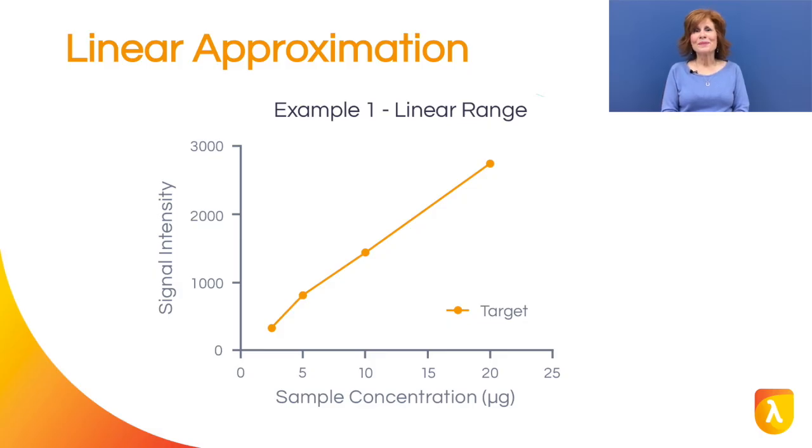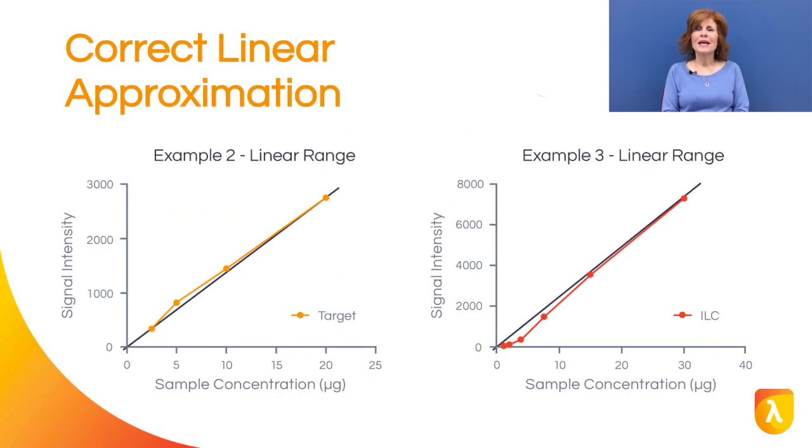A more appropriate way to determine the linear range is to use linear approximation. Plot your data as signal intensity on the y-axis versus the sample concentration on the x-axis, with the data points joined by a line, as in example 1. Then, starting at 0, 0, draw a straight line that is tangential to your data.